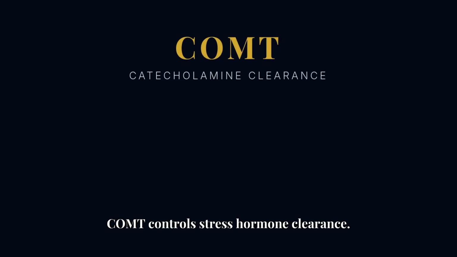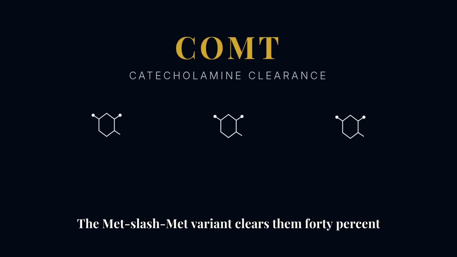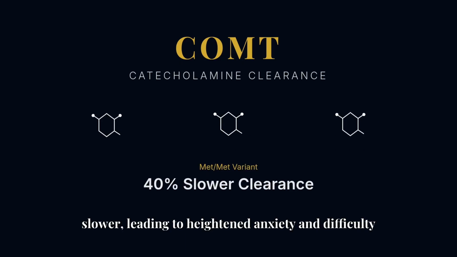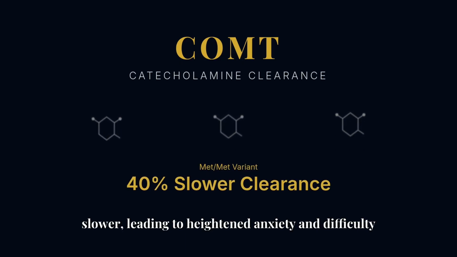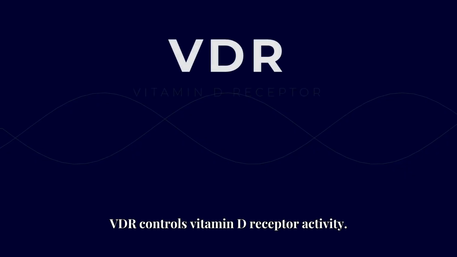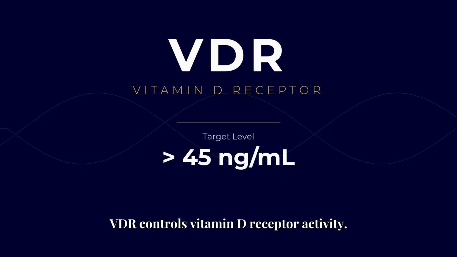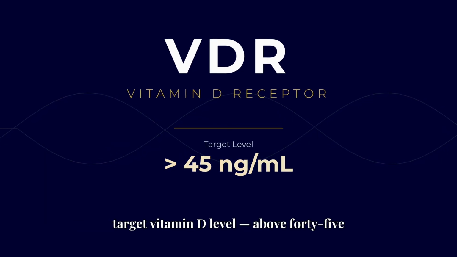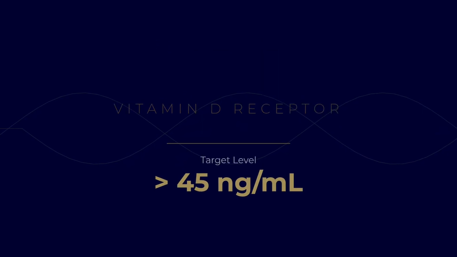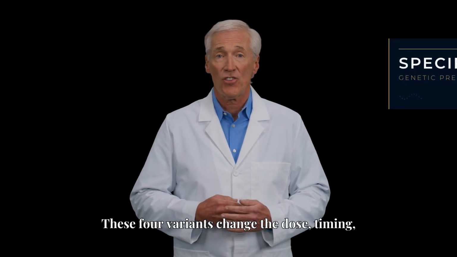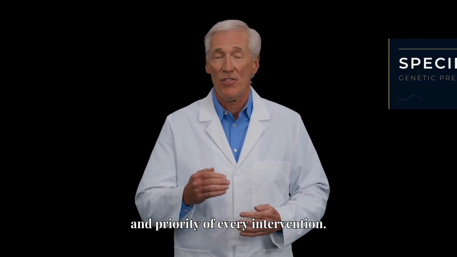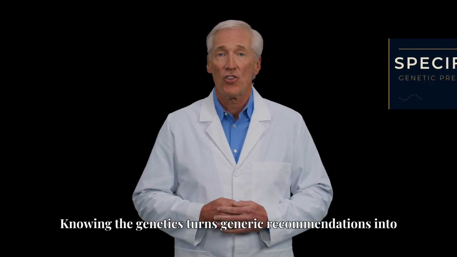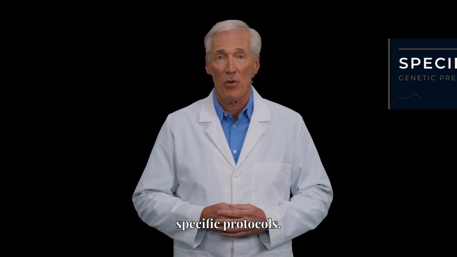COMT controls stress hormone clearance. The MET/MET variant clears them 40% slower, leading to heightened anxiety and difficulty winding down. VDR controls vitamin D receptor activity. Patients with reduced function variants need a higher target vitamin D level, above 45 rather than 30. These 4 variants change the dose, timing, and priority of every intervention. Knowing the genetics turns generic recommendations into specific protocols.